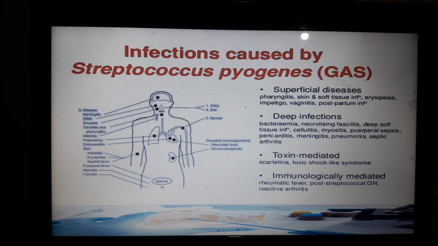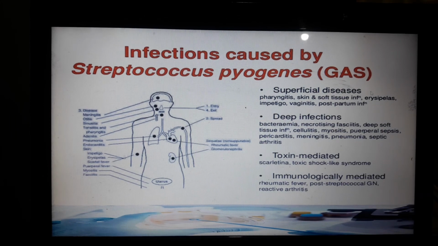If a woman goes into labor and there are contaminations or poor sanitation in a hospital, there might be contamination by pyogenes which leads to infection, and to postpartum infections. Toxin-mediated scarlatina, toxic shock-like syndrome, or scarlet fever: once you have scarlet fever, it already affects the heart, right? You get rheumatic fever.